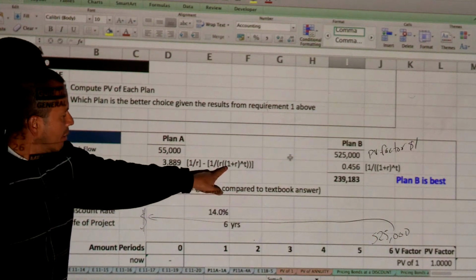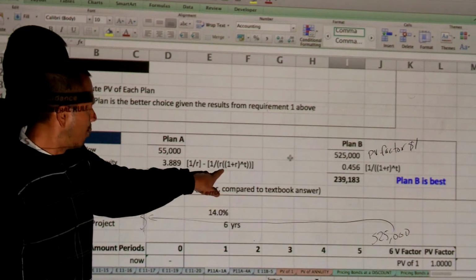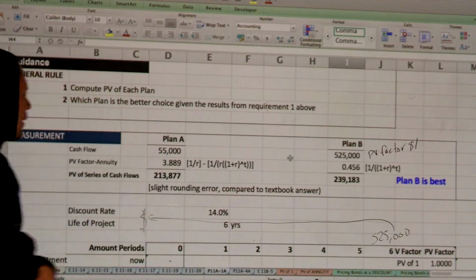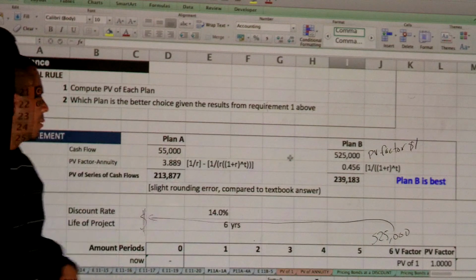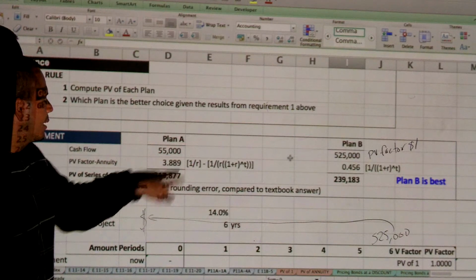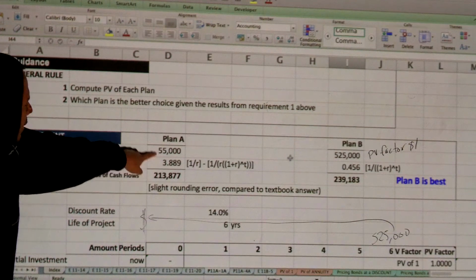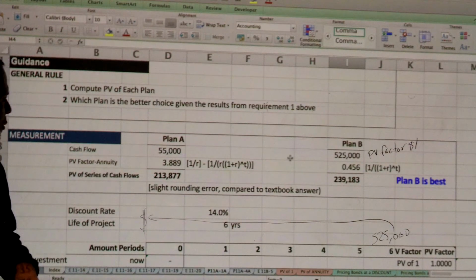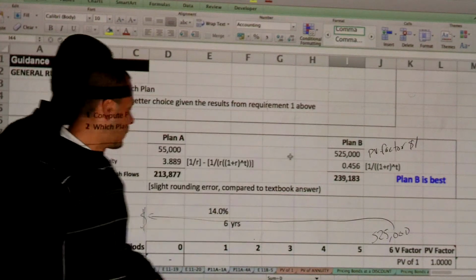If you use the formula, you need to make sure that you use the brackets correctly here: 1 over 0.14 minus 1 over 0.14 times 1 plus 0.14 to the 6. If you do that, you end up with the same number here. Now, this will be more accurate than this, to many more decimal places. But for now, we're just going to use the table number that is rounded to the nearest hundredth or thousandth, I guess. And so you multiply this PV factor of annuity times the cash flow, $55,000, and that gives you an amount of 213,8877. So this obviously is less than the 239.